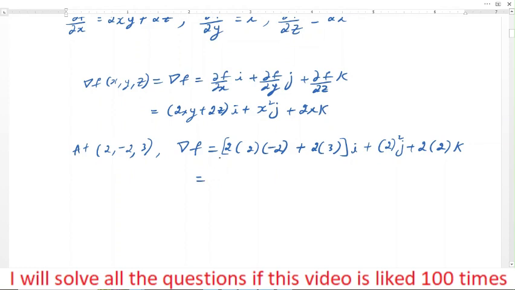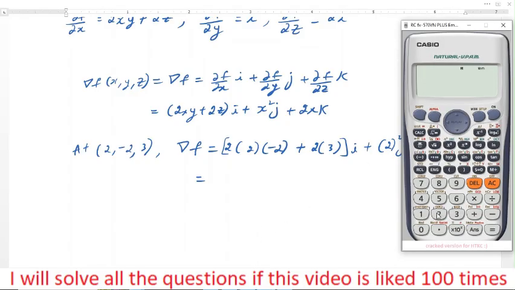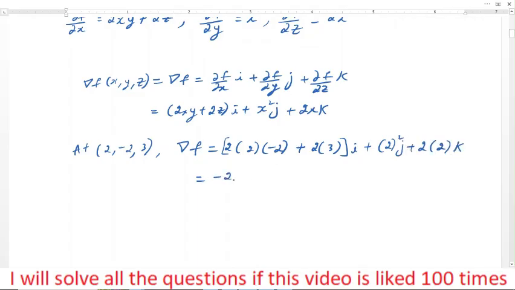So therefore in simplification we get the value as, if you can put it in calculator, we use the calculator here, 2 into 2 minus 2. Please remember, whenever there is minus, use the brackets once. Okay, plus 2 into 3. What we get here, friends? It is minus 2. So therefore this is minus 2i plus 4j plus 4k. This is what we get as the values.